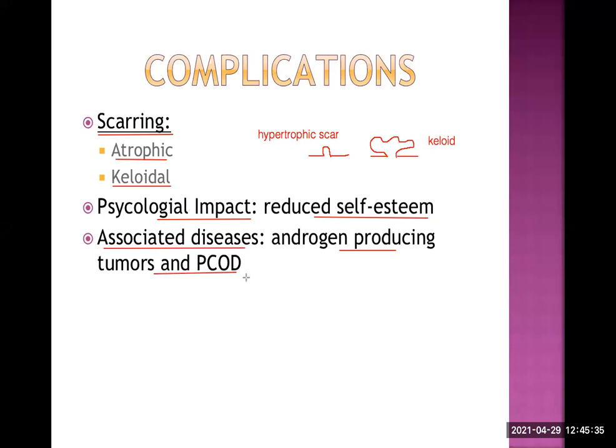Apart from that, androgen producing tumor, usually they are produced by the ovarian tumor, like Sertoli cell Leydig cell tumor. That's a wonderful example here. The Sertoli cell Leydig cell tumor is called androgen producing tumor. So these are the different conditions which we have to think in case of complication.